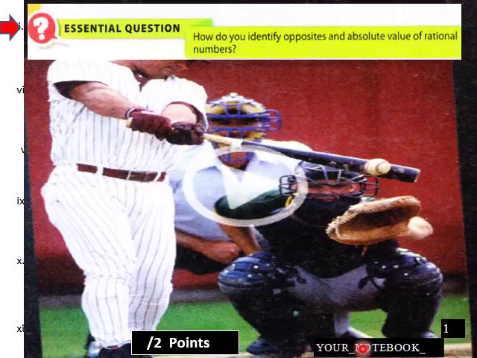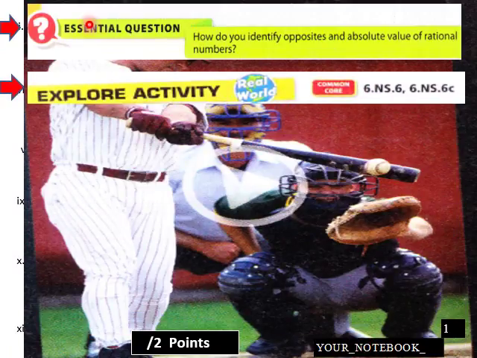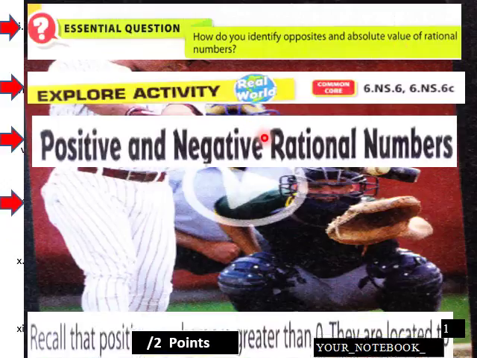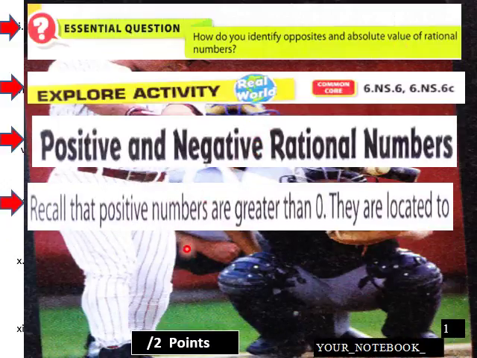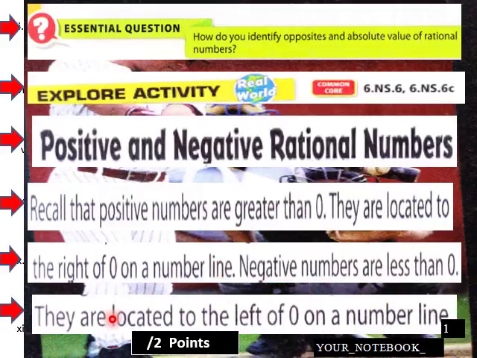Into our lesson today, starting out with a notebook entry here, page 1. How do you identify opposites and absolute values of rational numbers? We're back into absolute value again. Positive and negative rational numbers. Recall that positive numbers are greater than 0. They are located to the right of 0 on a number line. Negative numbers are less than 0. They are located to the left of 0 on the number line.